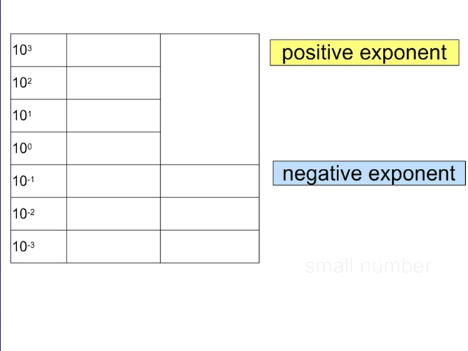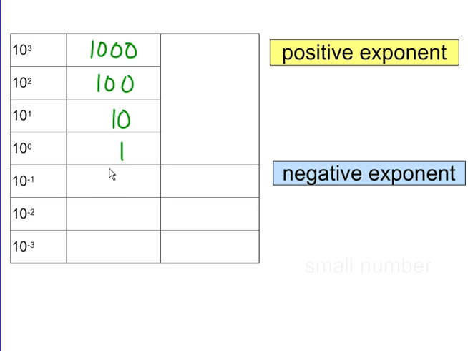We'll look at it here using 10 to the third. So 10 to the third, 10 to the second, 10 to the first, 10 to the 0, 10 to the negative 1, 10 to the negative 2, and so on. We know 10 to the third power, which is 10 times 10 times 10, is 1,000. 10 squared, which is 10 times 10, is 100. 10 to the first power is 10. And 10 to the 0 is 1.